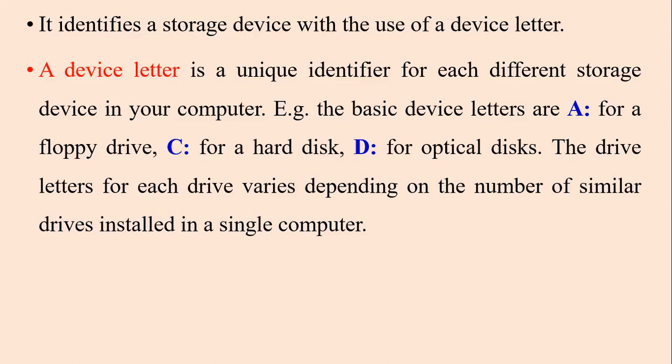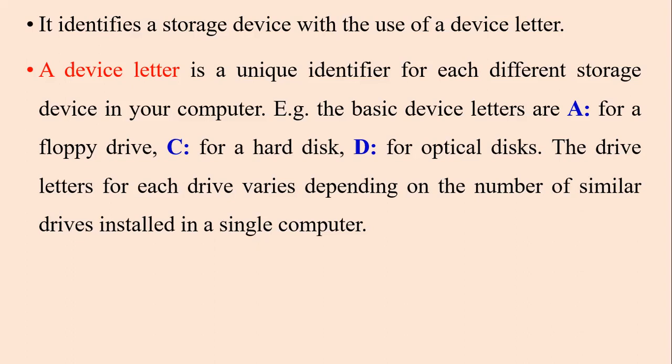If you have a second hard disk or a second partition of a hard disk, it will be given the next letter, which is D colon. However, if your computer only contains a single hard disk, it will be assigned the drive letter C colon. Then the D colon, in this case where the computer contains only a single hard disk, will be the drive letter for identifying the optical disks.